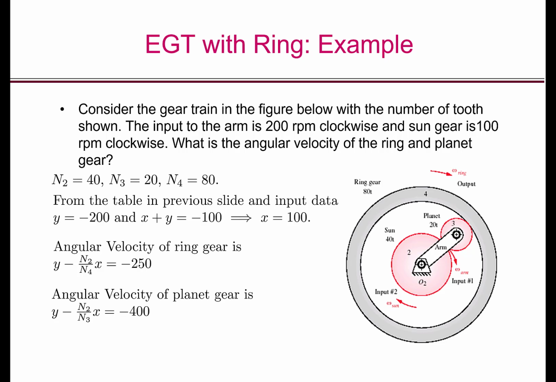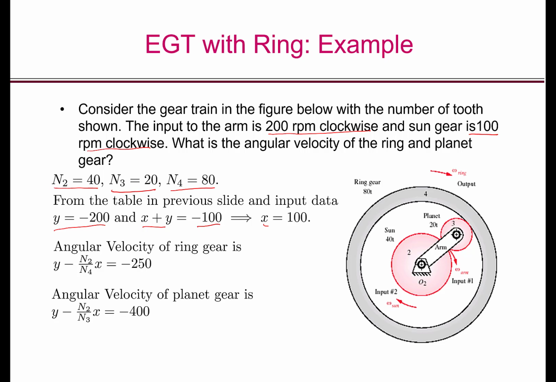So we'll be considering the same gear train as we have seen before, and the number of teeth are shown here. So N2 equal to 40 for the sun gear, the planet gear N3 has 20 teeth, and the ring gear has 80 teeth, which is N4. The arm is moving at 200 rpm clockwise, and the sun gear is moving at 100 rpm clockwise. So y equal to minus 200, and the motion of the sun gear is x plus y, which is equal to minus 100. The negative signs come here because we are rotating in the clockwise direction.